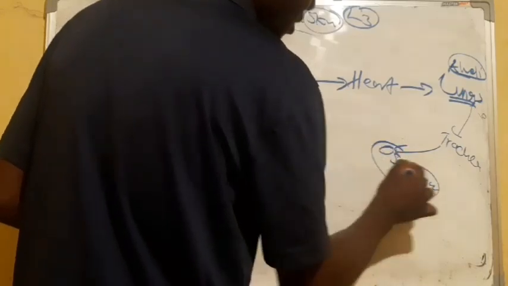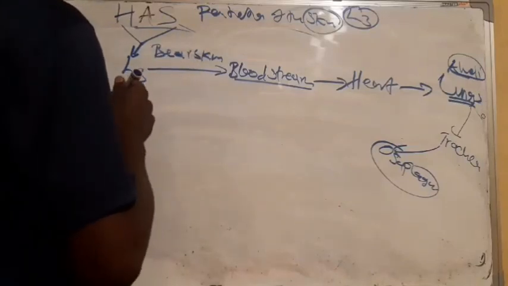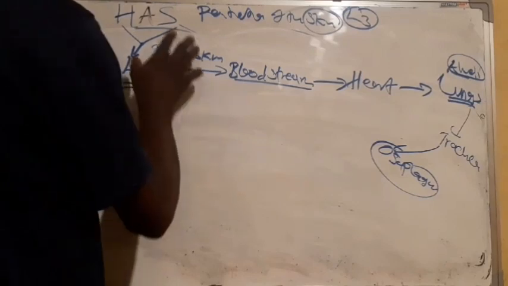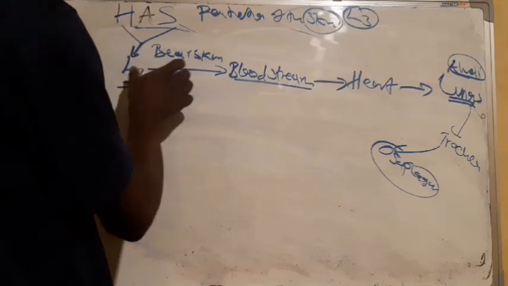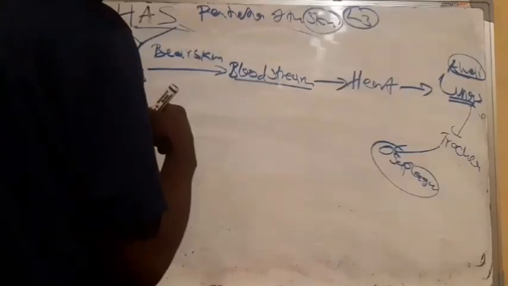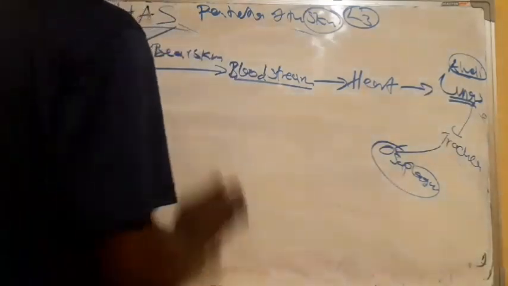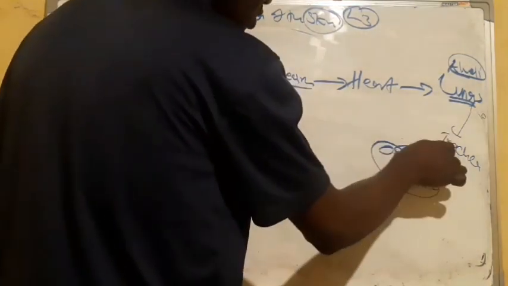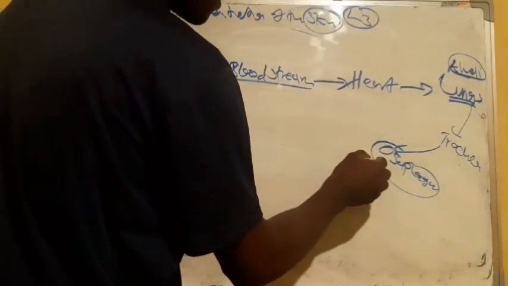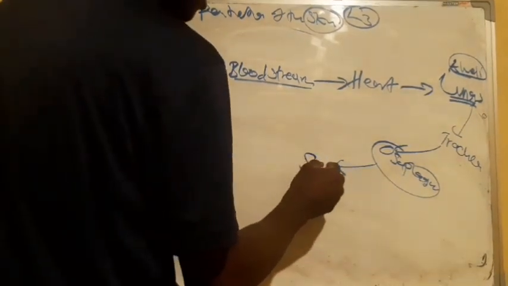Just like you can see here, it has a similar life cycle, but the only difference is that this one involves ingestion. After ingestion, it goes to the small intestine, then to the liver, then to the lungs. This is for Ascaris lumbricoides. But this one, since it uses the skin, goes just to the blood. The blood carries it to the heart, then to the lungs, then to the trachea, esophagus. Then after the esophagus, it is swallowed back to the small intestine.